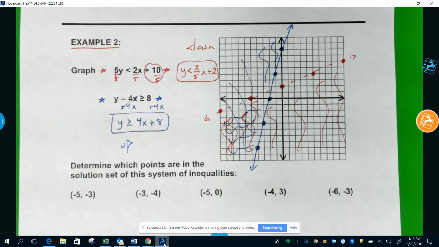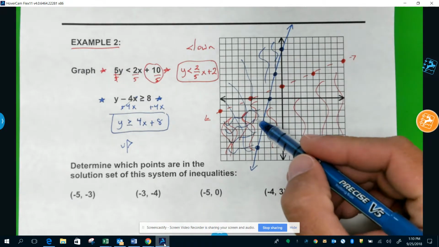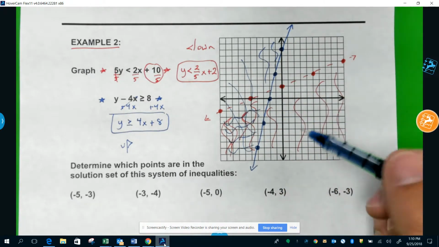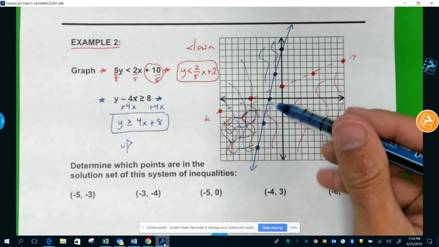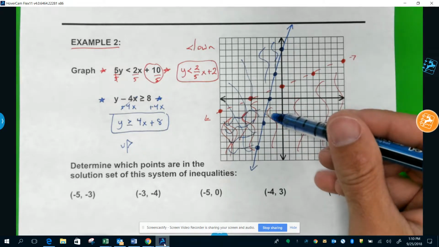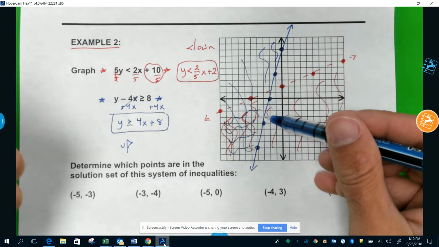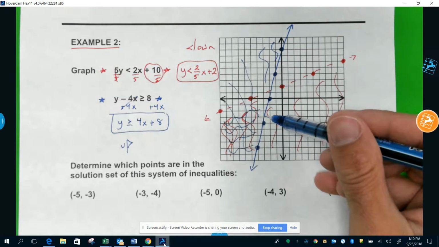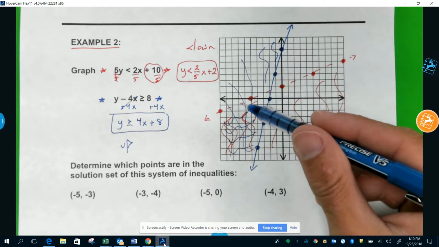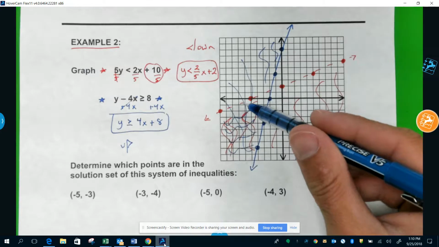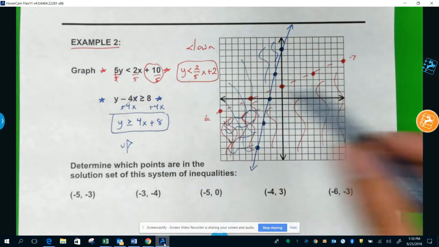So I'm looking for any of these coordinates that land in that section. Now, if it lands directly on a solid line, that is good. It is equal to that line. If it lands directly on a dotted line, that does not count. That is no good, because that is not equal to.